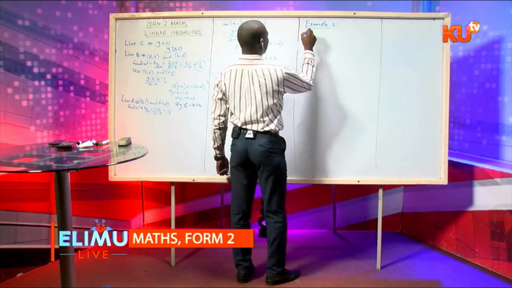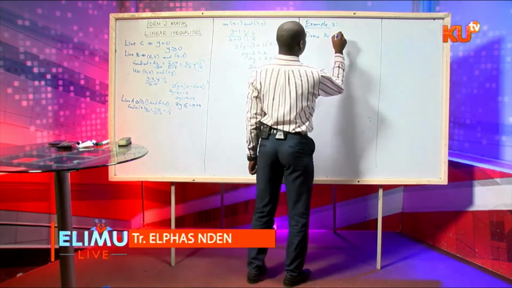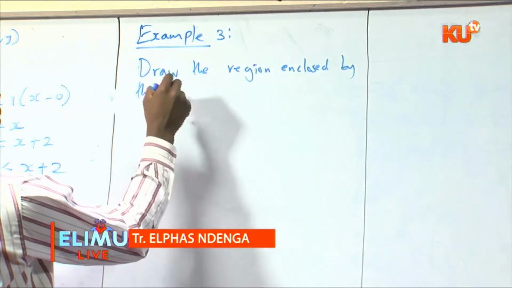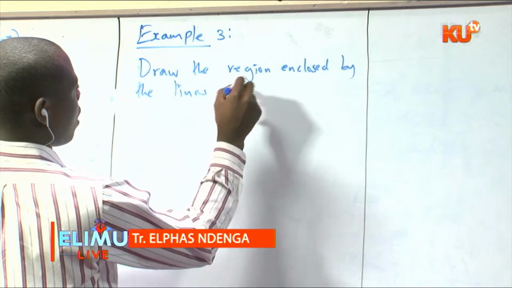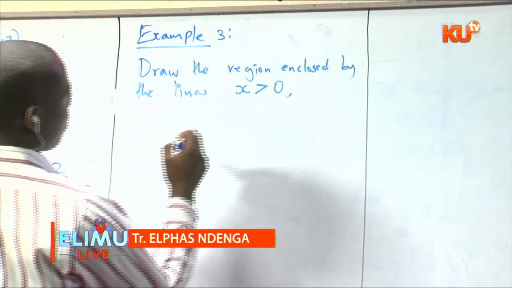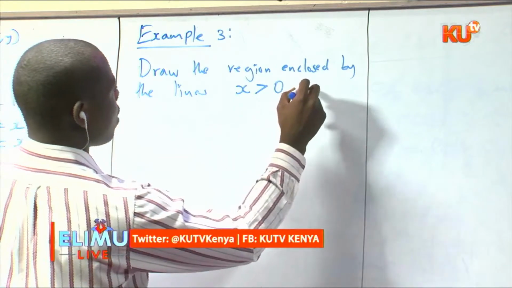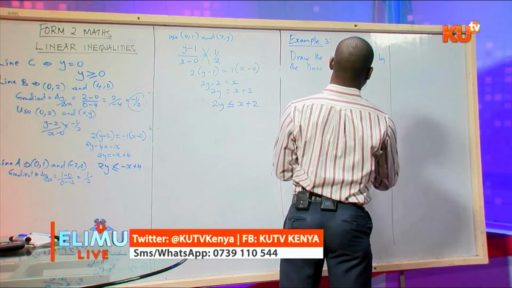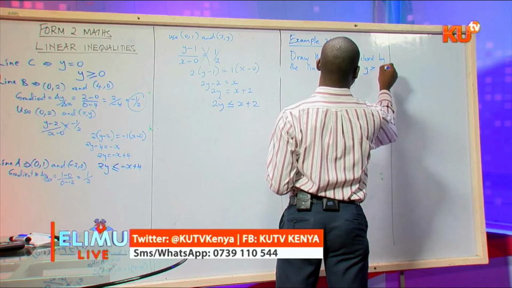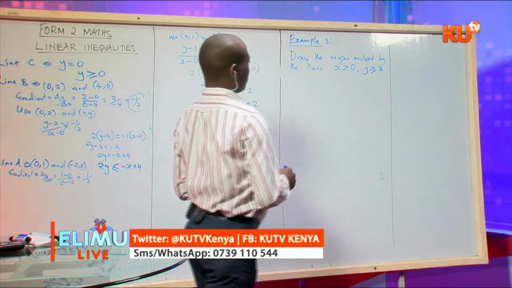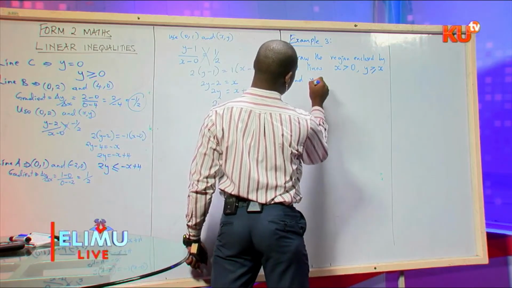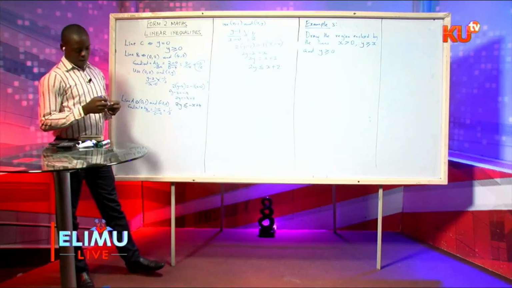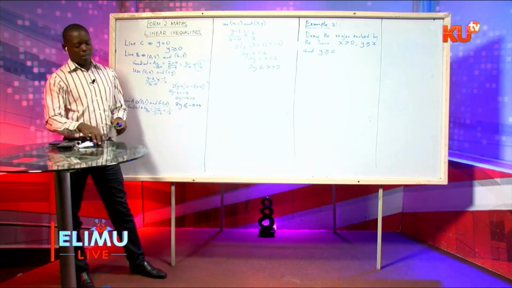Number 3, you're told to draw the region enclosed by the lines x greater than 0, and then y greater than or equal to x, and y greater than or equal to 0. So we need to draw the region that is enclosed by those 3.